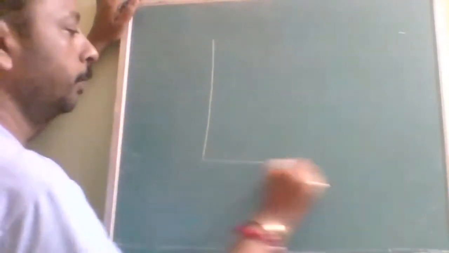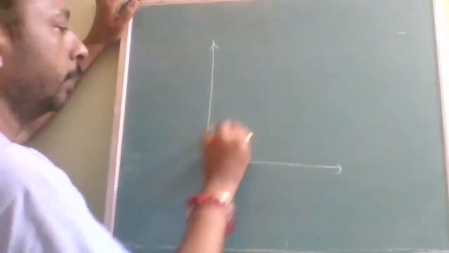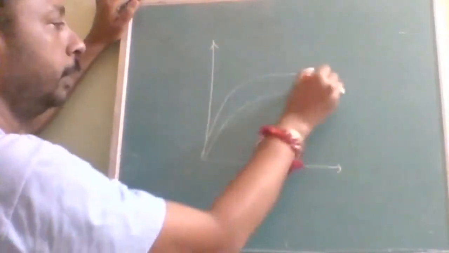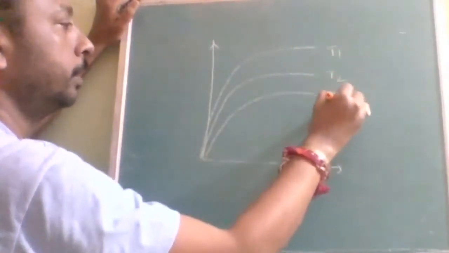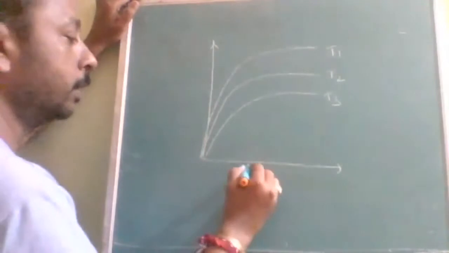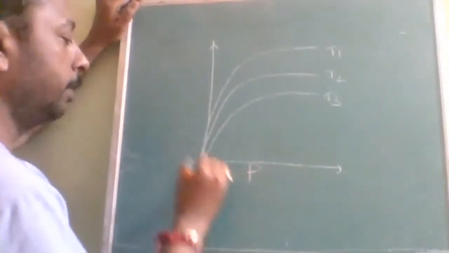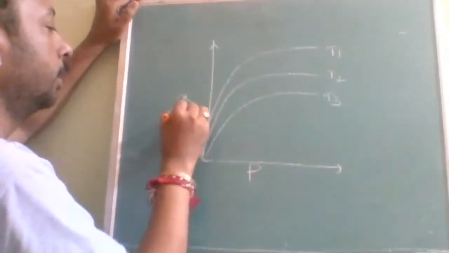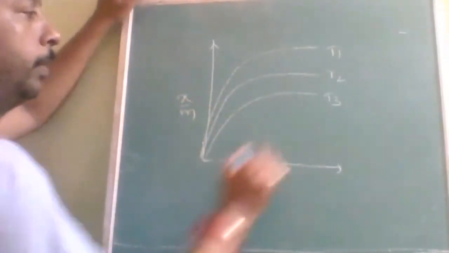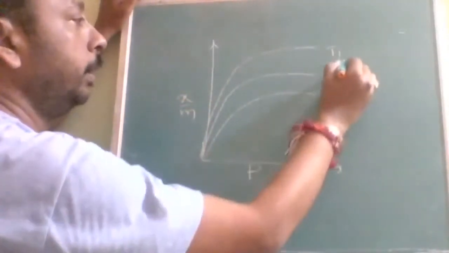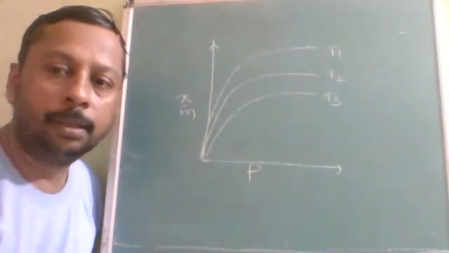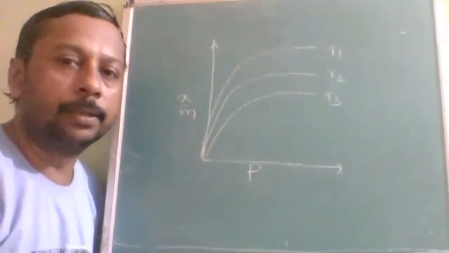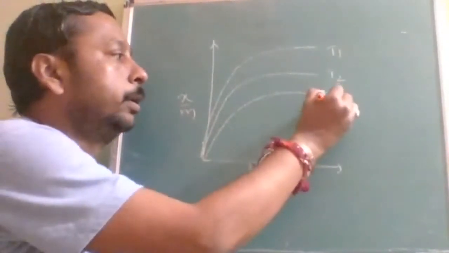Suppose you are given the previous non-linear graph, like this: this is T1, this is T2, this is T3. These are the three temperatures. Here I am taking P, and here I am taking x/m. Now we have to find the relation between T1, T2 and T3. This was the question given in the previous lecture.